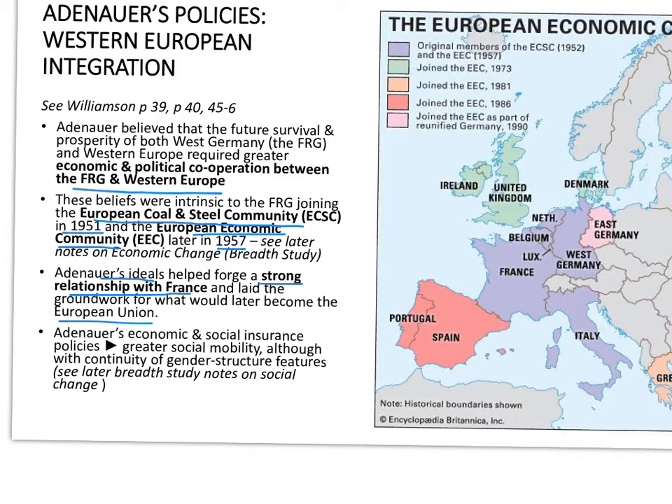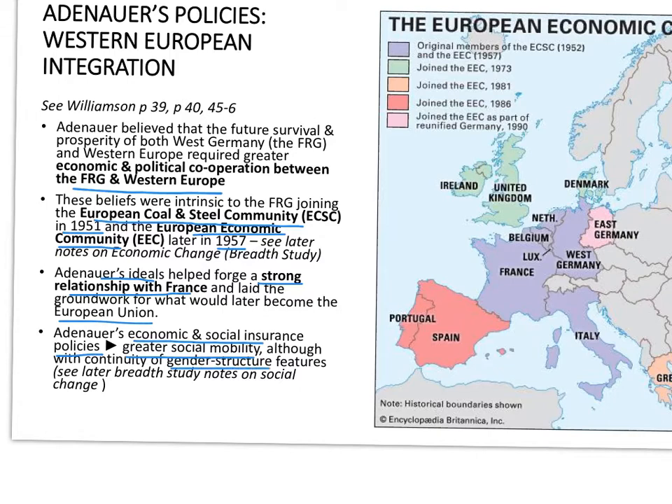Next point, Adenauer's economic and social insurance policies, that was part of the social market economy, led to greater social mobility. A key feature of West Germany was social mobility, largely because Adenauer believed it was essential that the West German state provide welfare, social insurance for those people who were not well enough off to help themselves, including a great deal of emphasis on gender, on supporting women.